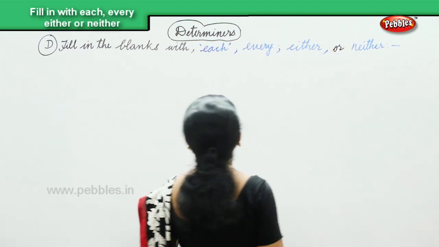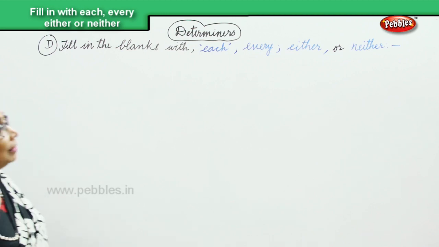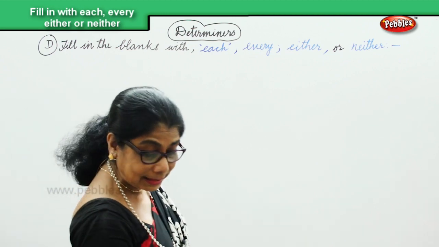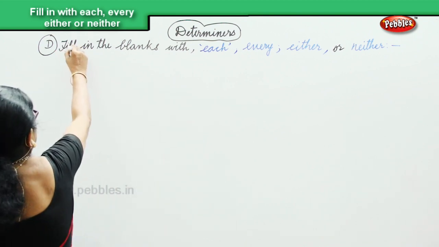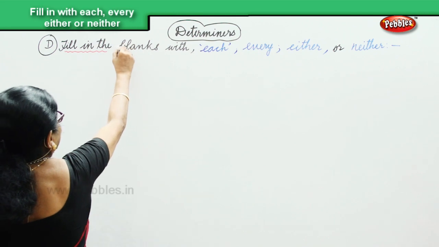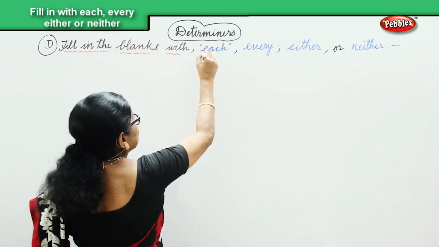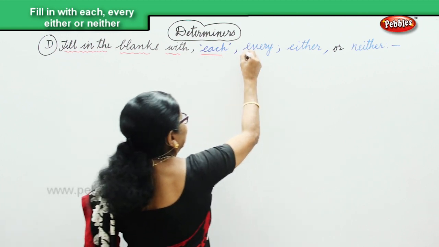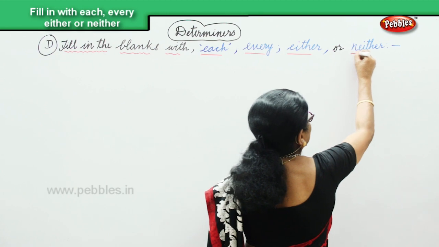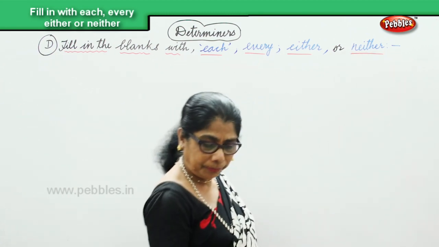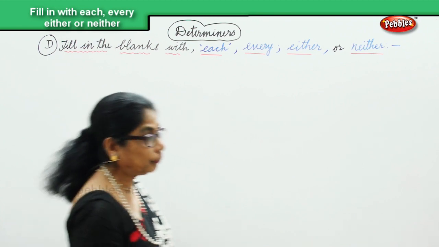So we're going to practice our determiners, each, every, either, neither, in the sentences that I'm going to write. So this is the fourth exercise. Fill in the blanks with each, every, either, neither. Okay? Now let's look at the sentences I have for you.